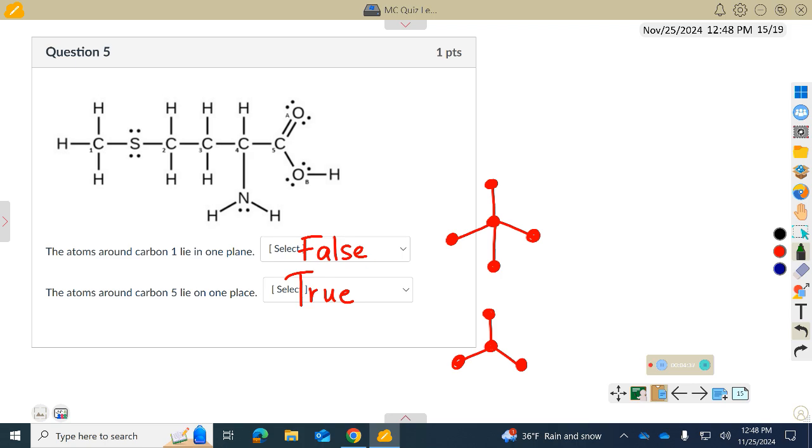What about carbon 5? Well, now we'd say yes. Now carbon 5 was that trigonal planar, 120 degree flat triangle. Yes, carbon 5 would be flat, but carbon 1 would not.